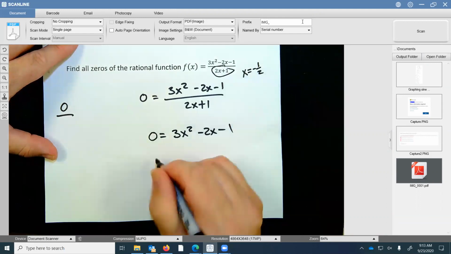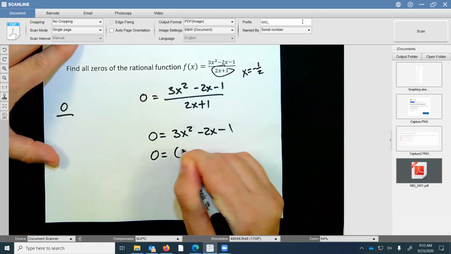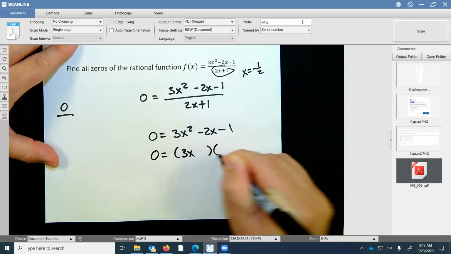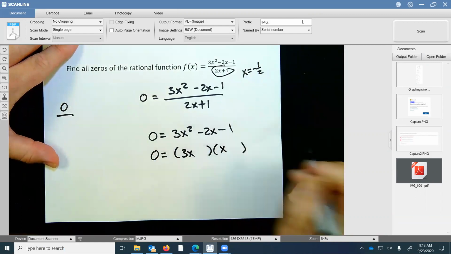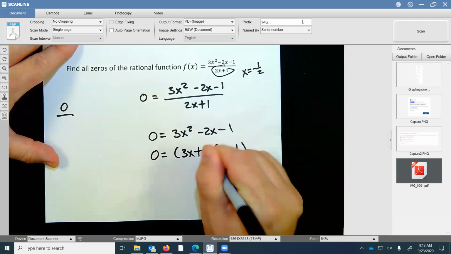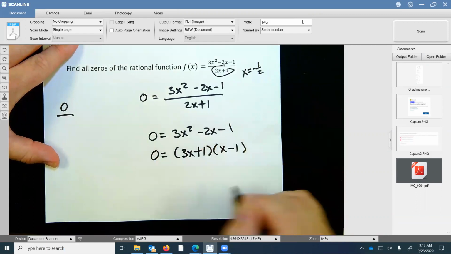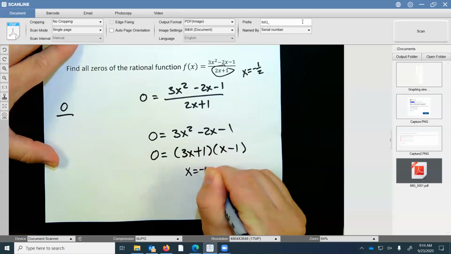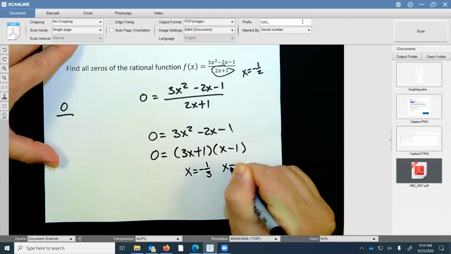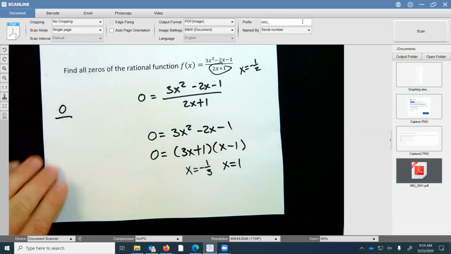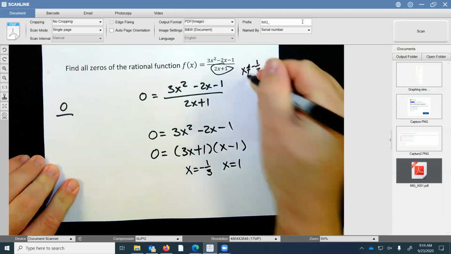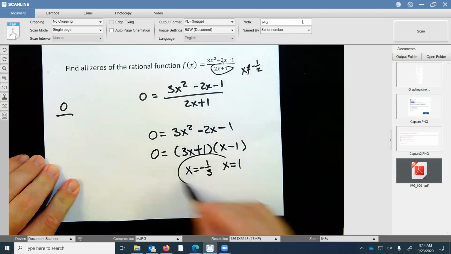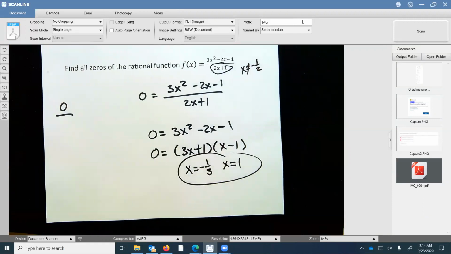All right, so I go ahead, I factor this out. Looks like -1 plus 1. And so I get x equals negative 1/3 and x equals 1. Those are my two zeros. They're not a restriction. So done. That's all it is. So you just need to worry about the numerator.